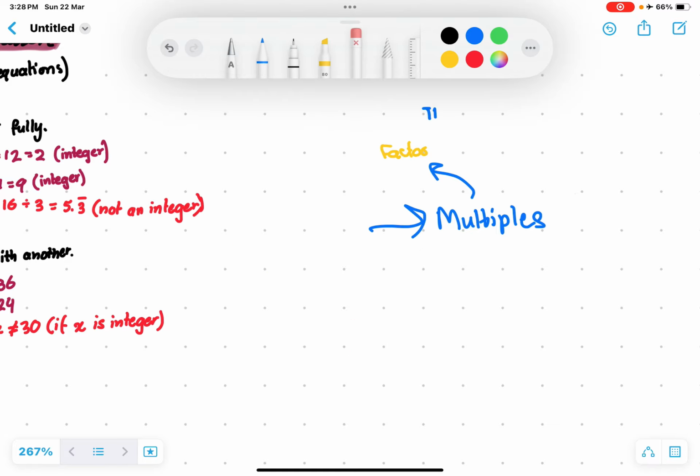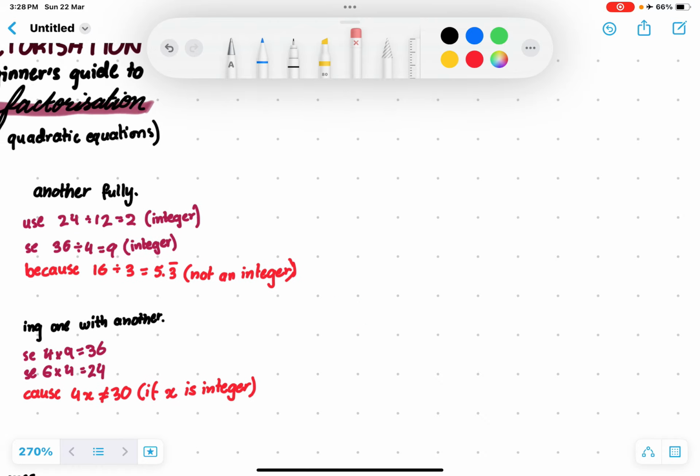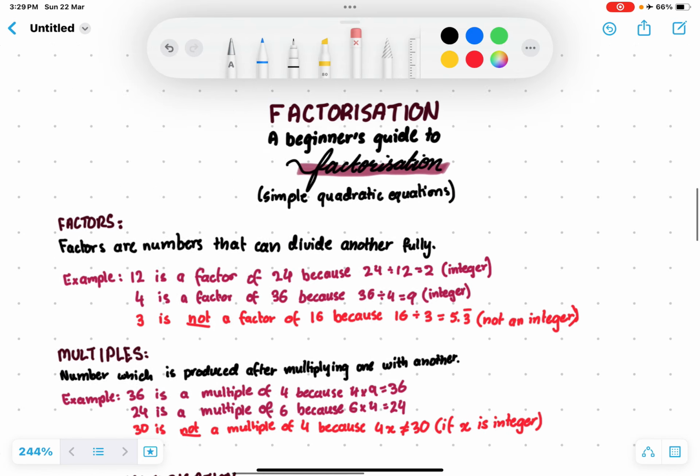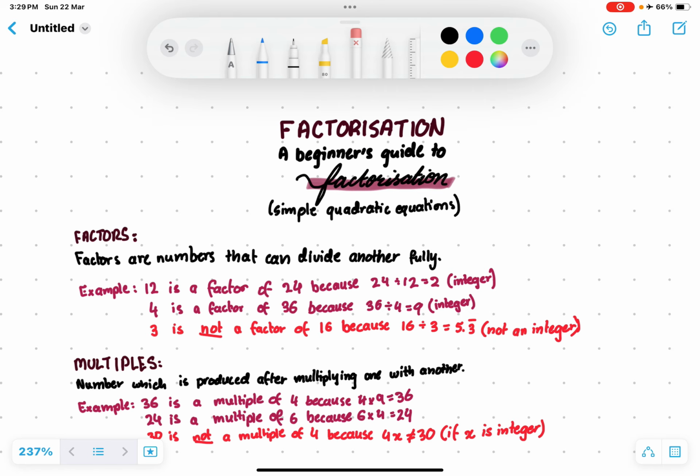And that's why you had to remember all those times tables so that you could find the factors of numbers really easily, and that is going to assist our factorization later on.